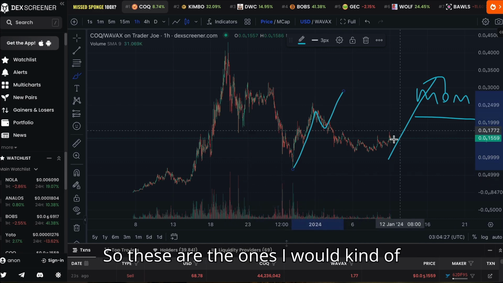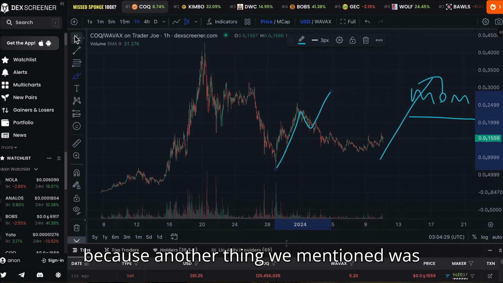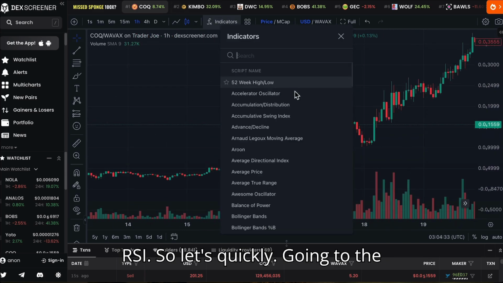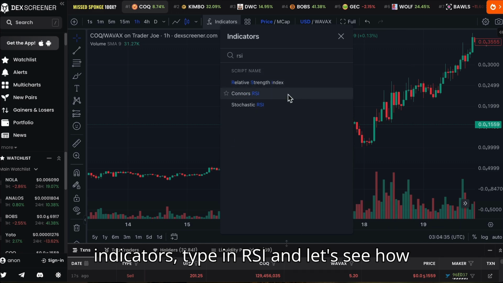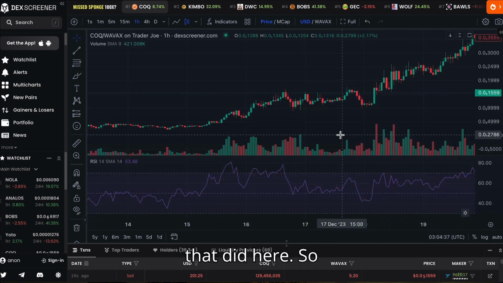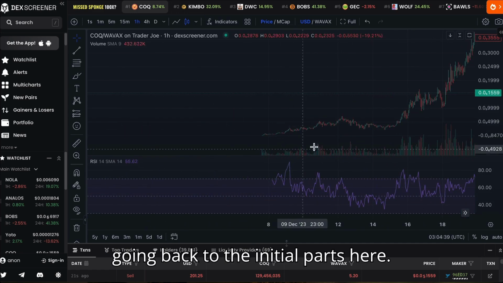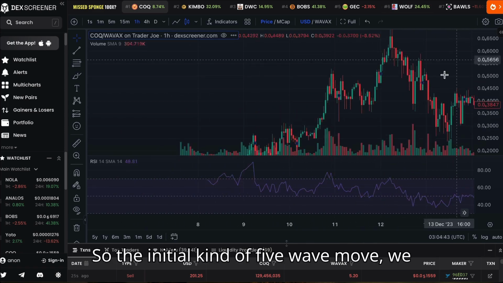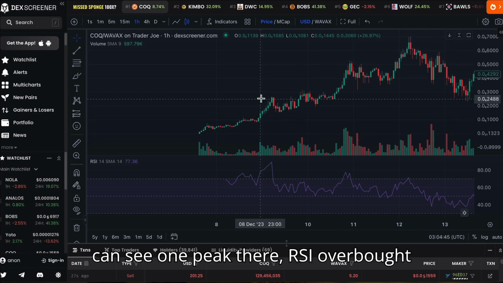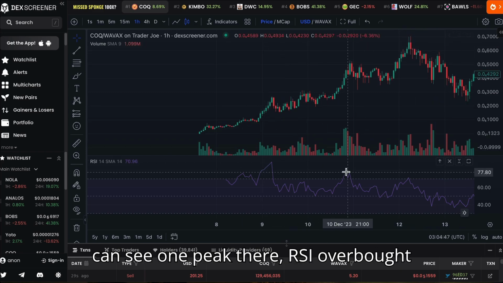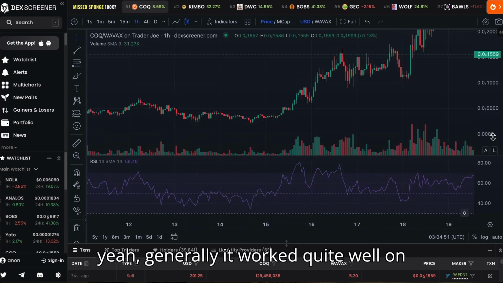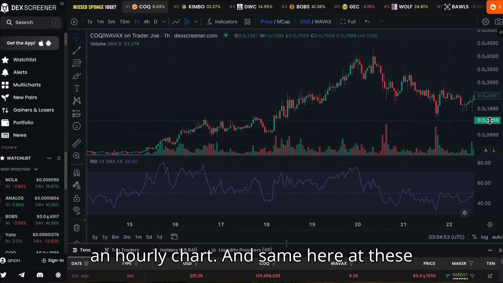So these are the ones I would kind of stay away from. Now, let's look back, because another thing we mentioned was RSI. So let's quickly go into the indicators, type in RSI, and let's see how that did here. Going back to the initial parts, the initial 5-wave move, we can see one peak there, RSI overbought, peak there, RSI, peak there as well. So yeah, generally it worked quite well on an hourly chart.